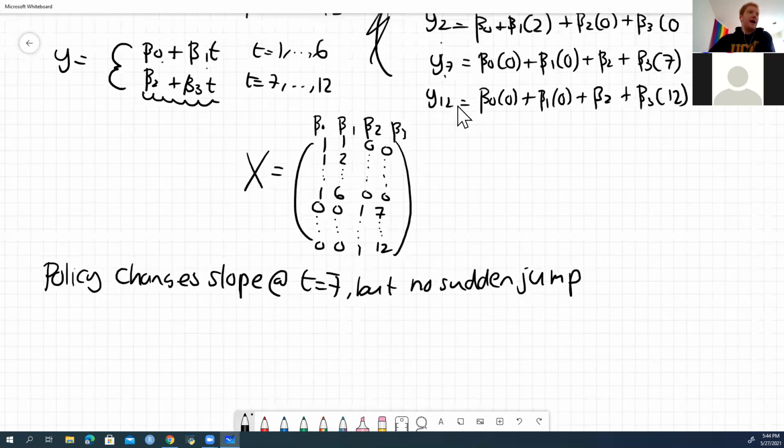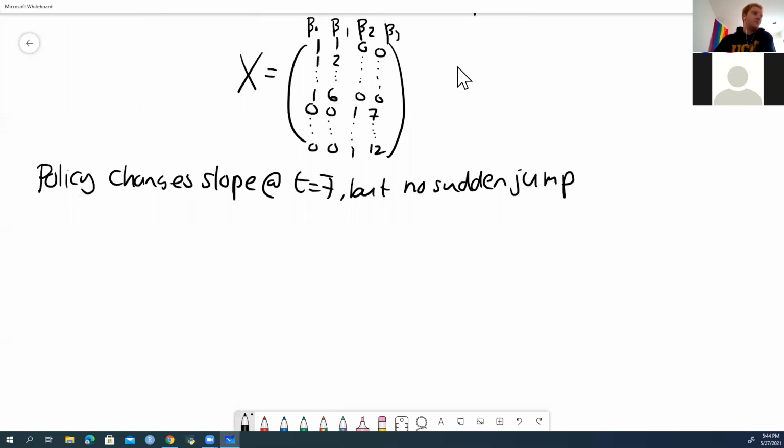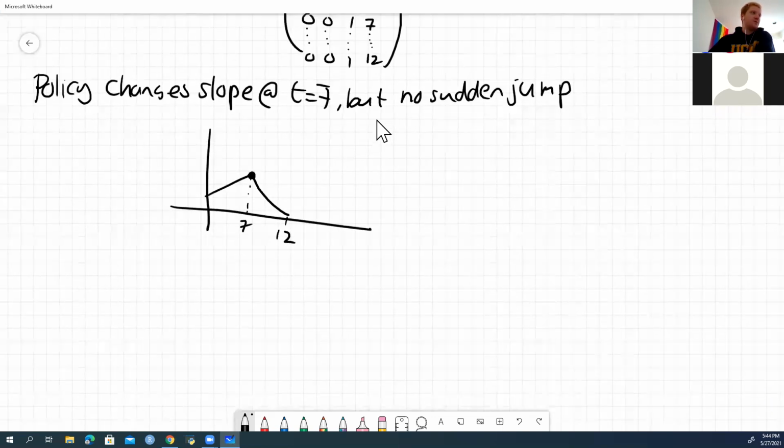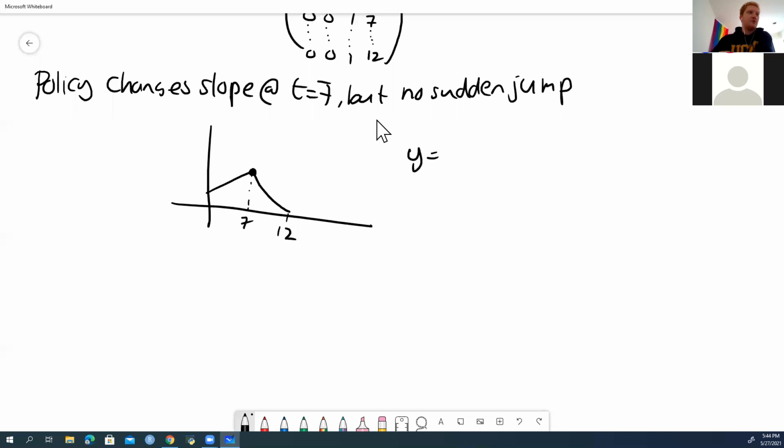What that means is that from 1 to 7, it's some slope here. And then at 7, it's still here, but now the slope changes. Potentially it goes down, to 12. So let's write this as we just wrote this before. We say y is equal to beta naught plus beta 1t for t equals 1 through 6, sorry, and then beta 2 plus beta 3t for t equals 7 to 12.